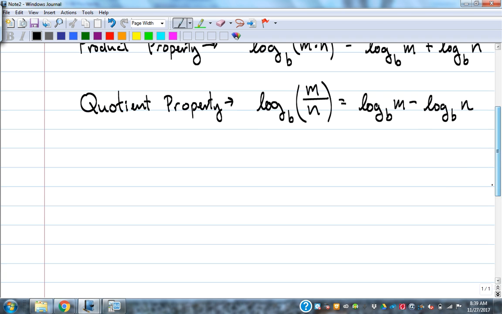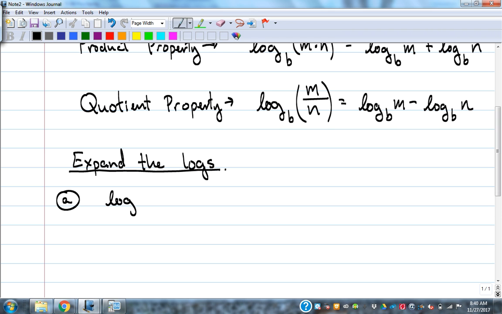Okay, so the first thing that we're going to do is expand the logs. And we're going to expand those using these properties that we've talked about here. Okay, example A, log base 3. These properties work no matter what log base we're using. Okay, I'm just randomly picking log bases. It really doesn't matter what log base we use. We could use log base turkey if we wanted to. It really doesn't matter. Okay.